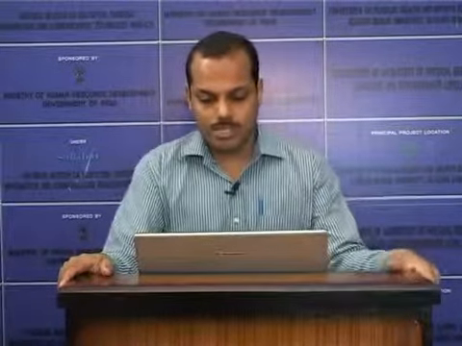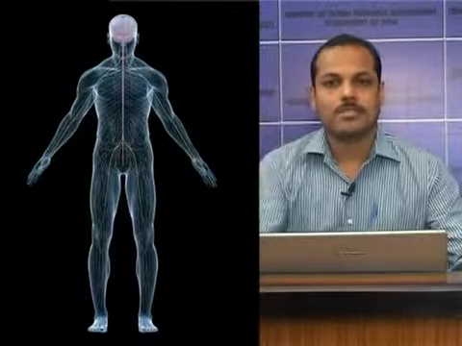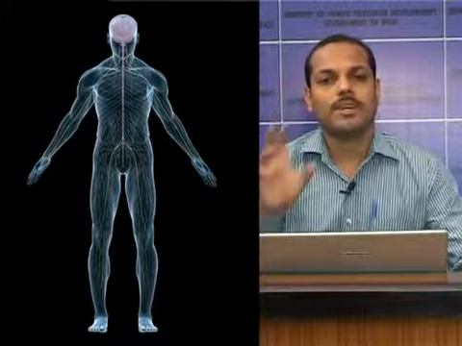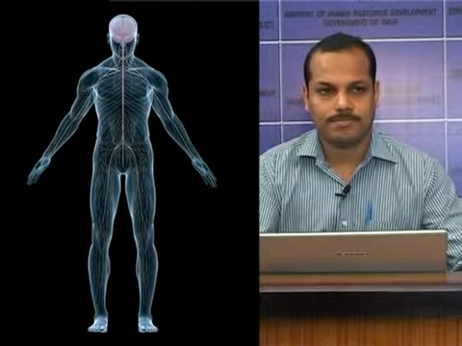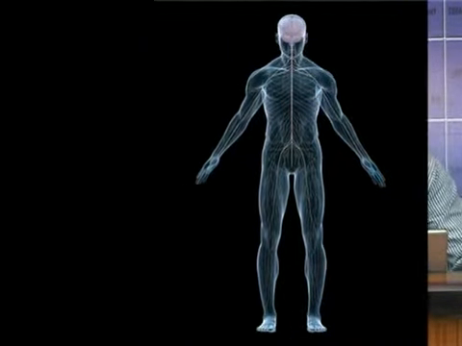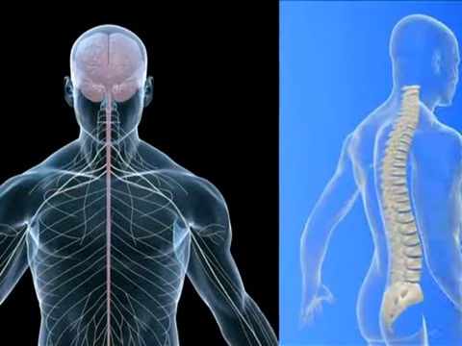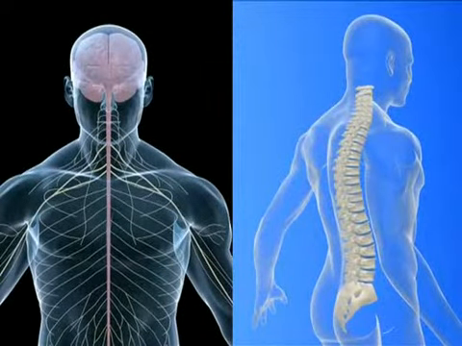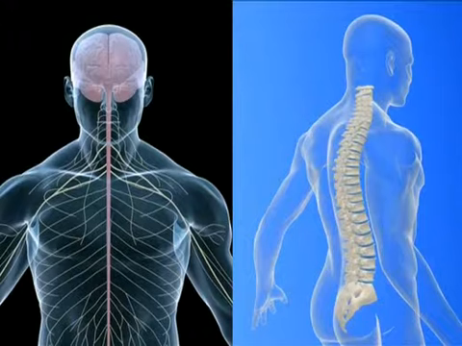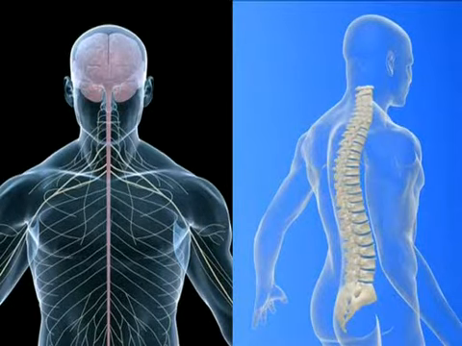Now, when we discuss the human nervous system, we can divide it into two parts: a central nervous system and a peripheral nervous system. The central nervous system consists of the brain and spinal cord. So, the central nervous system includes the brain and spinal cord. It is the center of integration and control, or the center of interpretation and control.